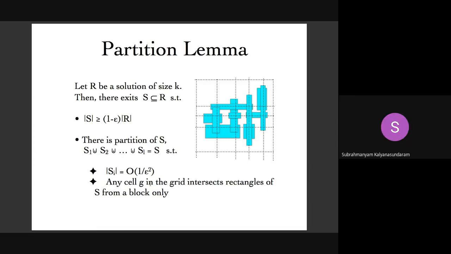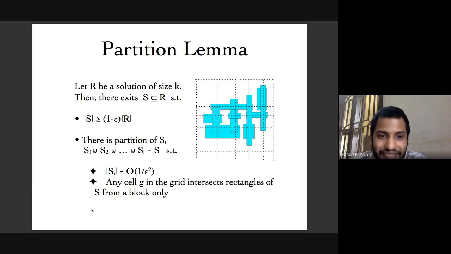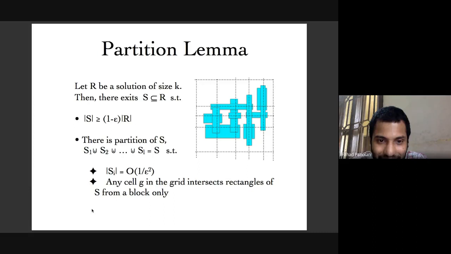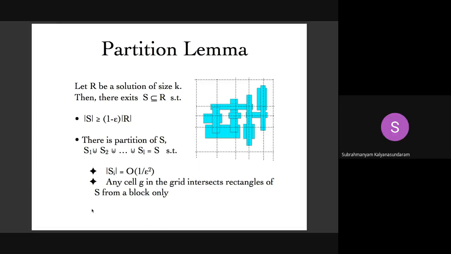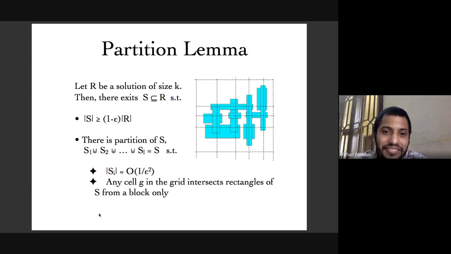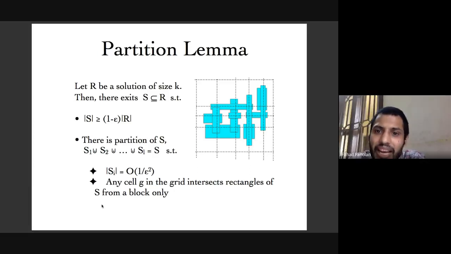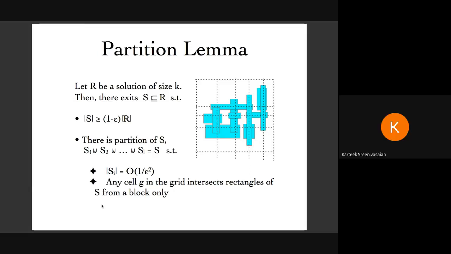Each part has constant, as in 1 by epsilon squared, number of rectangles. And any cell intersects only one of these blocks. And we know a bound on the number of cells. That's what we know, and that's how we are going to get it. So remind me again, you actually want to output the rectangles as well, right? Not just the count. Yeah, I also want to output the rectangles. Okay.